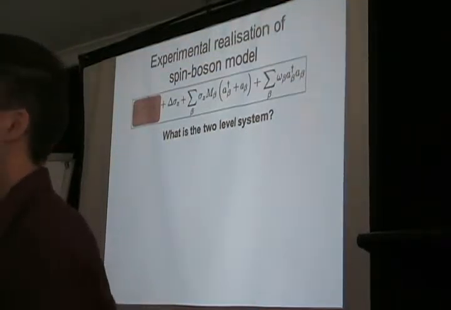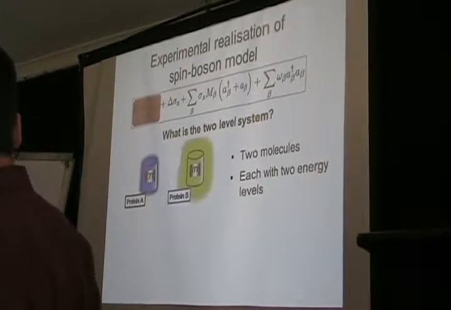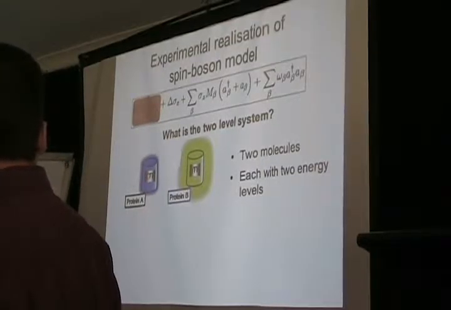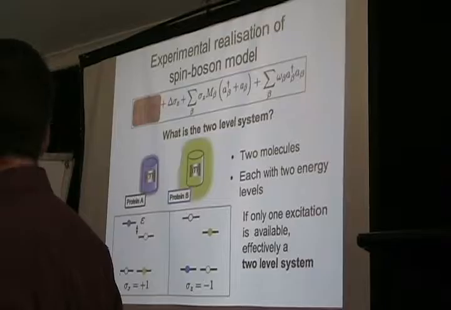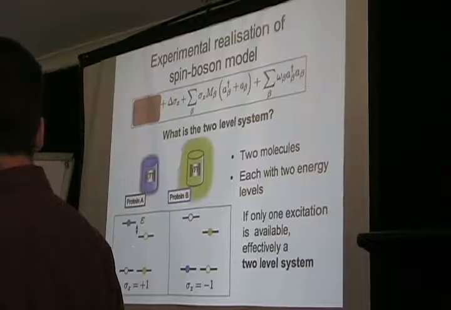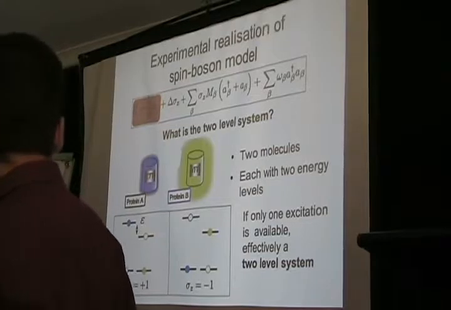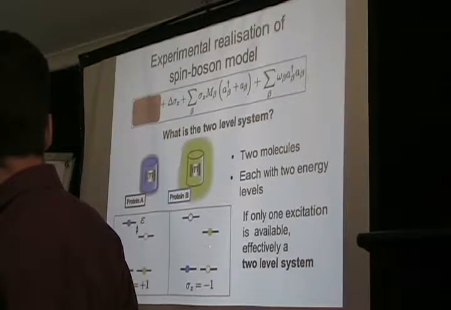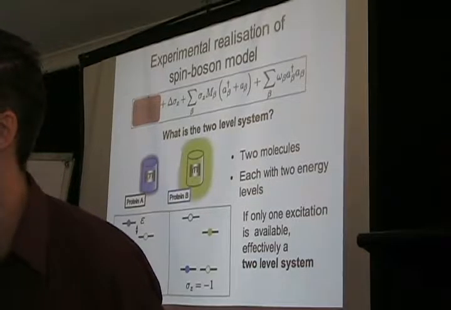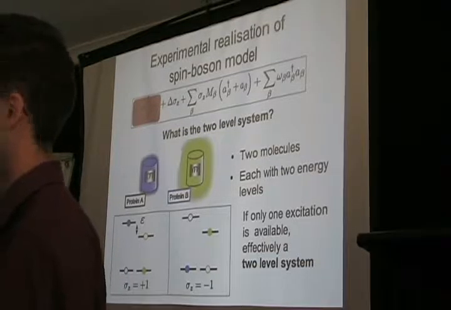So the first question is, what is the two-level system? So what we can imagine is we have two biomolecules, one blue, say, and one yellow, and each has two energy levels. So if there's only one excitation available, this is effectively a two-level system. Either the blue molecule's excited and the yellow molecule's in the ground state, which we call sigma z is +1, or the blue molecule's in the ground state and the yellow molecule's excited, sigma z equals -1. And if these two molecules have a difference in energy of epsilon, we can write down the energy of the system like that. So that gives us a two-level system we can work with.